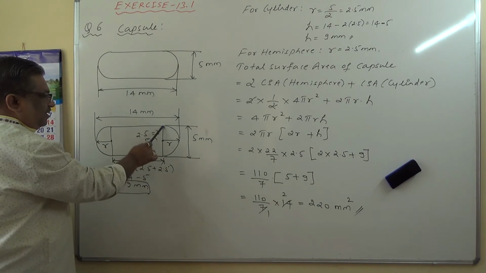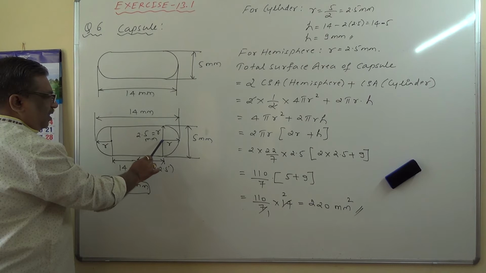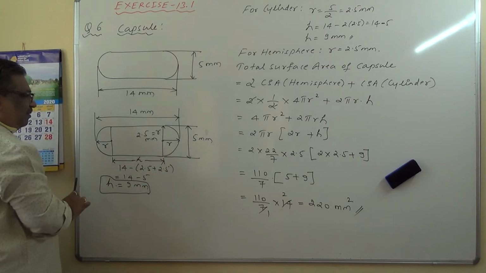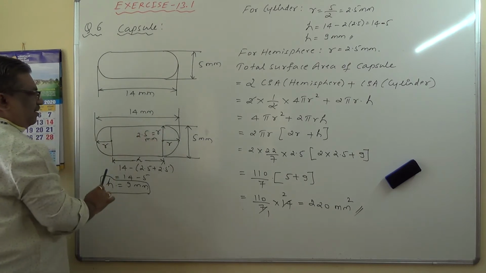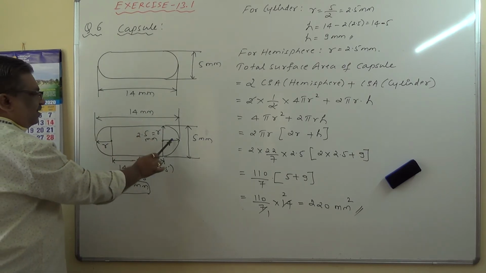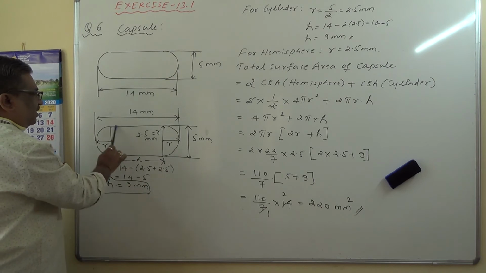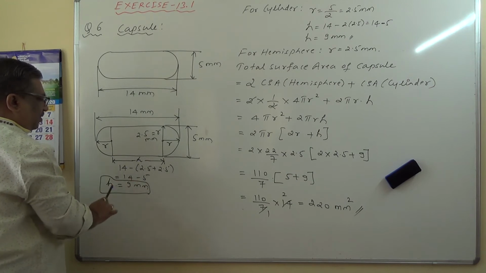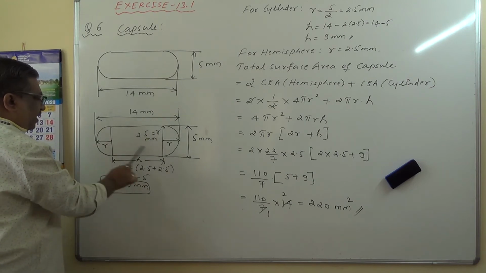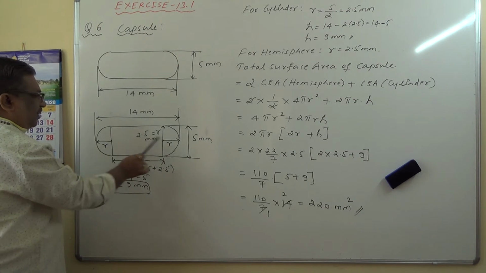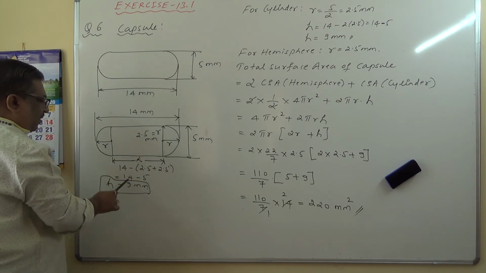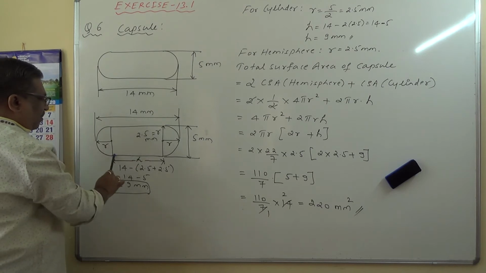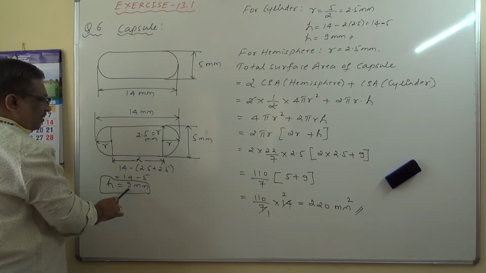This is the radius and this also is radius, so from here to here also 2.5, from here to here also 2.5 millimeter. From here to here 14 millimeter minus this radius gives you the height of the cylinder. H is equal to 14 minus 2 times r, or r plus r also you can say, 2.5 plus 2.5, 14 minus 5, 9 millimeter. So the height of the cylinder from here to here is 9 millimeter.